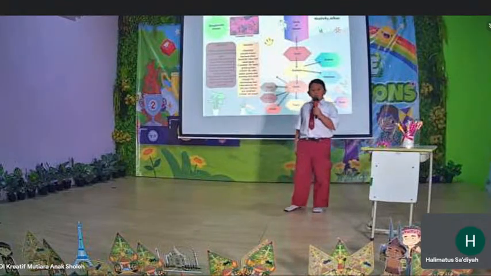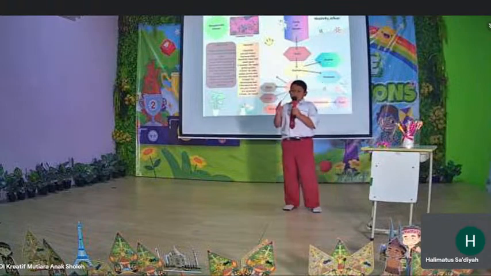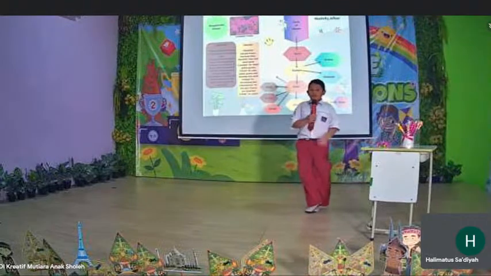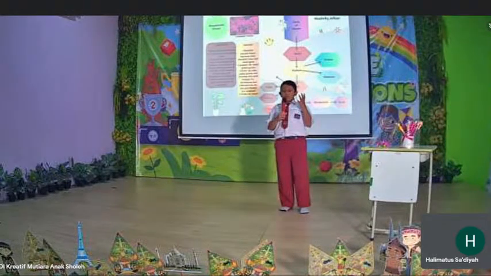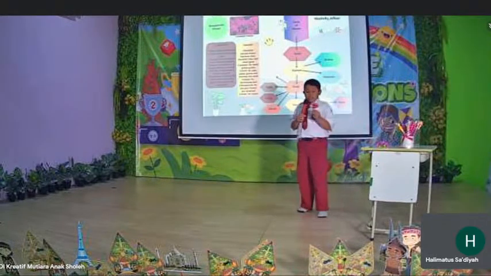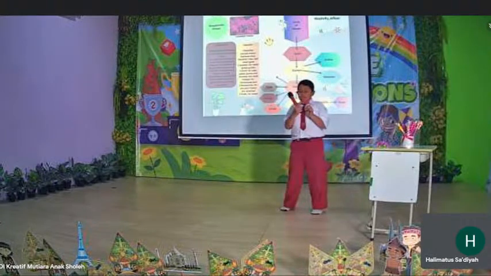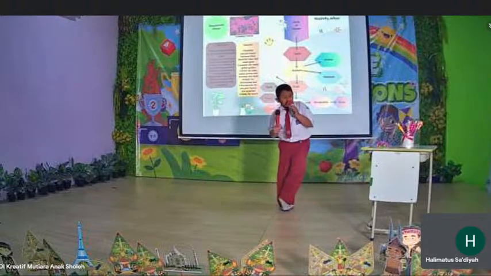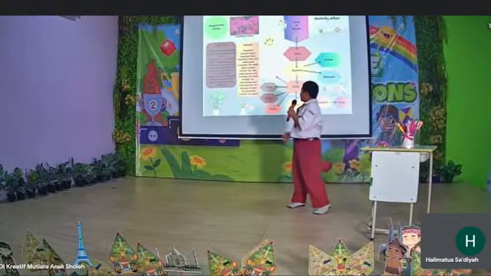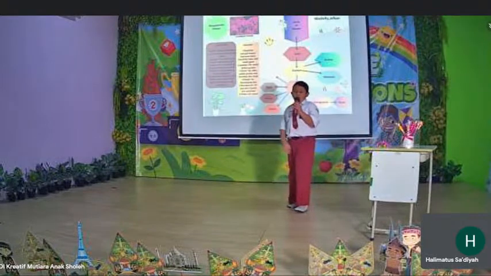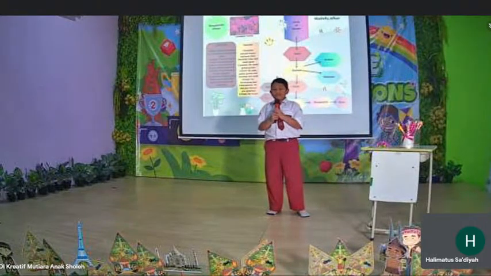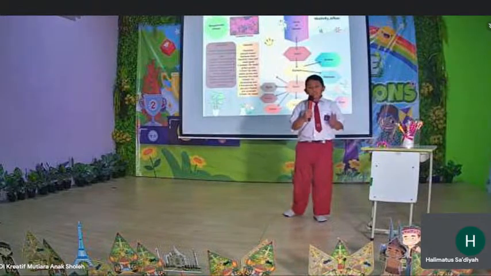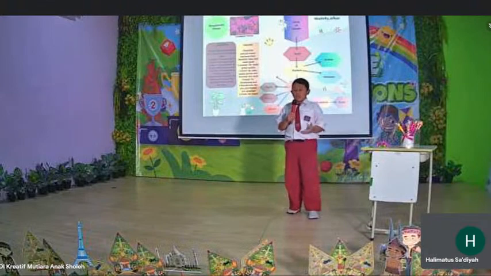And now we're going to the function. The first function is petal. Do you know what is the function of the petal? Okay, the function of the petal is to attract bees because it has beautiful color and smells good. And now we're going to stamen. Do you know what is the function of stamen? Okay, the function of stamen is to make pollen grains.